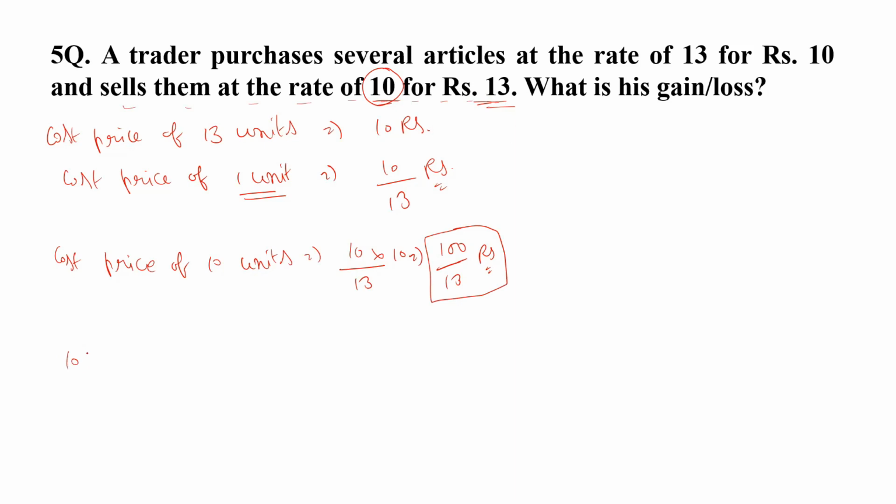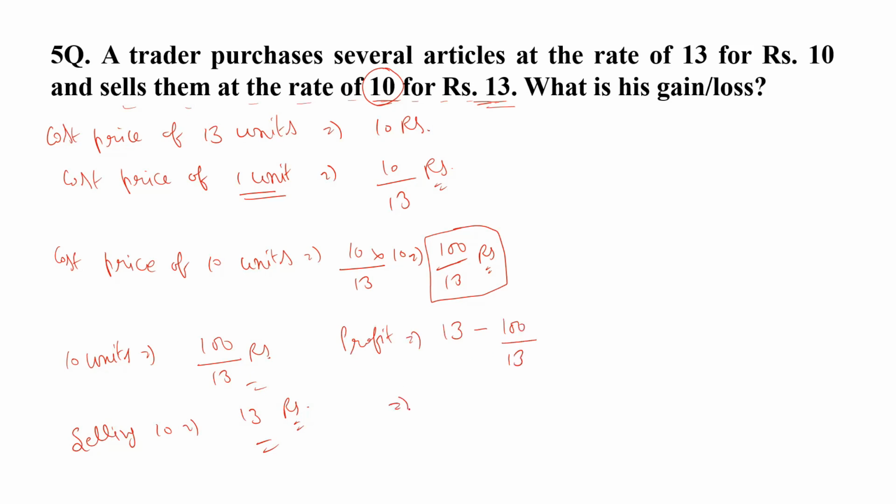So he is purchasing 10 units at the cost of 100 divided by 13. He is selling 10 units at the rate of 13 rupees. Okay, so this is sale price, this is cost price. Easily, just find the profit. Finding profit is very easy. You know the sale price, you know the cost price. Just reduce from the sale price the cost price.